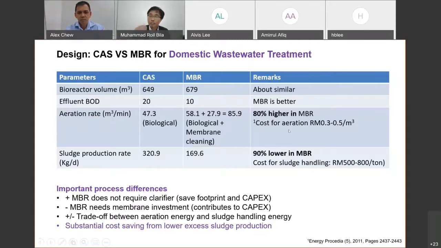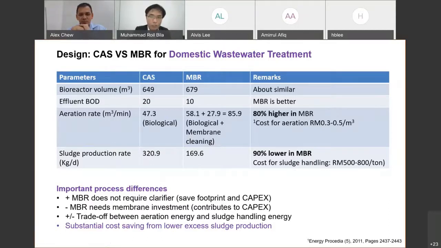The most striking point and the plus point of MBR is when we consider the sludge production. Why is it important? Because of the cost for sludge handling in Malaysia. This price I got from Mr. Chu. I think he is very professional, experienced in wastewater treatment, so the number is very reliable. The cost is 500 to 800 ringgit per ton. And when you use MBR, you basically produce almost half of the sludge.